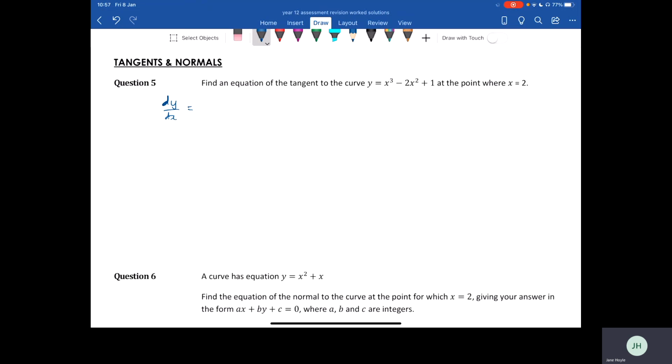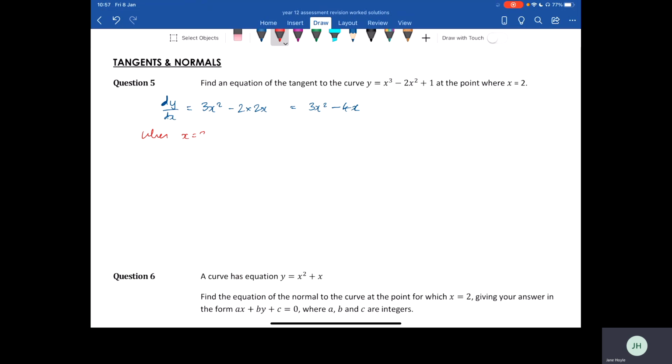So we differentiate. The function itself is quite straightforward. Differentiate x cubed, 3x squared. And then I've got 2 multiplied by the derivative of x squared, which is 2x. Differentiate 1, 0. So let's just simplify that. 3x squared minus 4x. So that tells us the gradient of the tangent at every point on the curve.